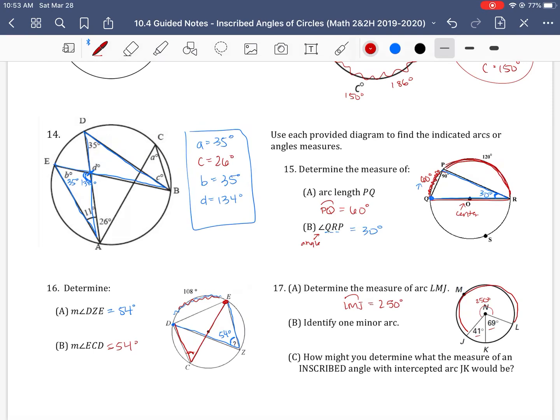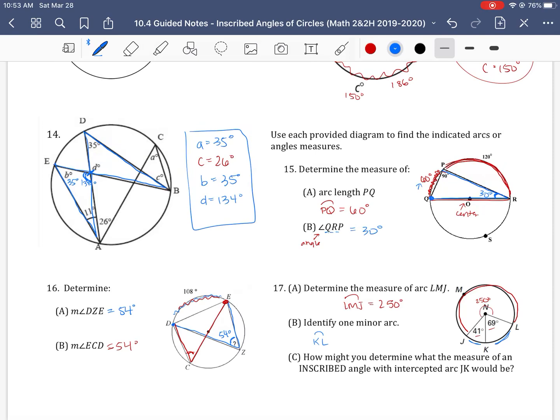The next one says identify one minor arc. So you get to choose on this one. Again, remember minor arcs are just less than 180. So you could either do JK right here or you could do LK. It doesn't matter. So let's say we do LK or KL. That's one. That's a minor arc.